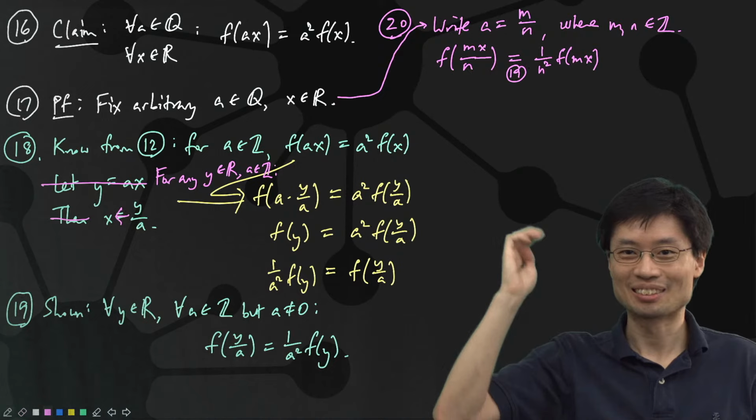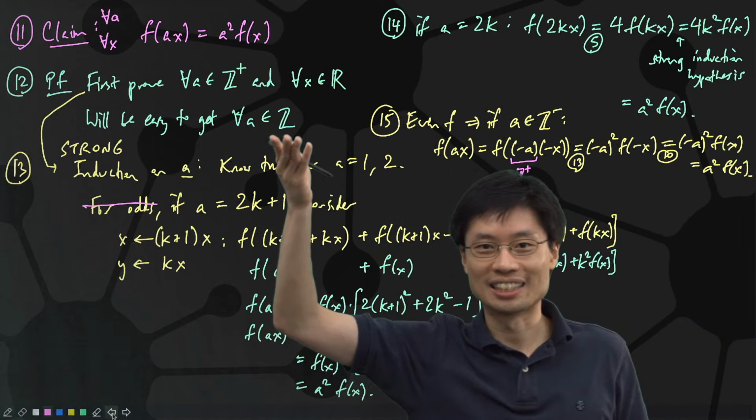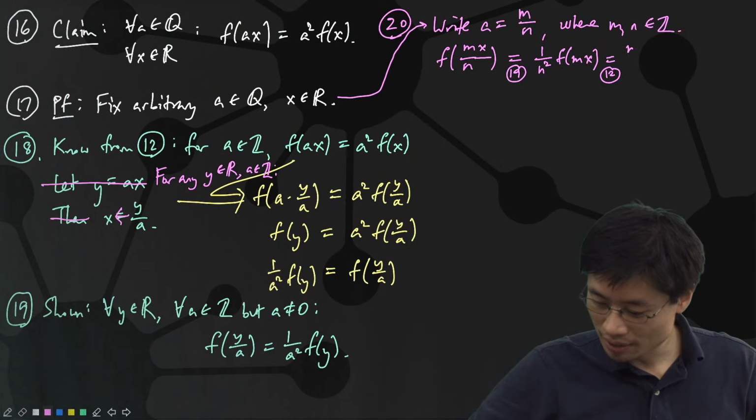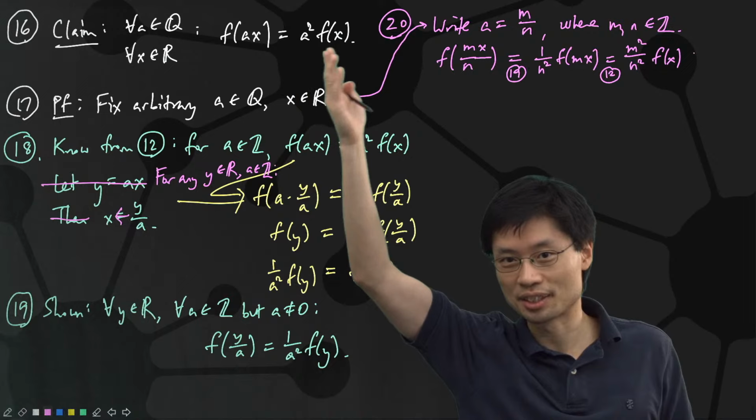Now what? And now you can apply, I forget its number. Whatever it was, something over here. Yeah, let's call it 12. Like 12 was for every a in integers, right? Let's apply the 12. Now you get, yep, and that's exactly what you wanted. This is exactly f of ax equals a squared f of x, right? So then I got what I wanted. That finishes the proof of the claim.